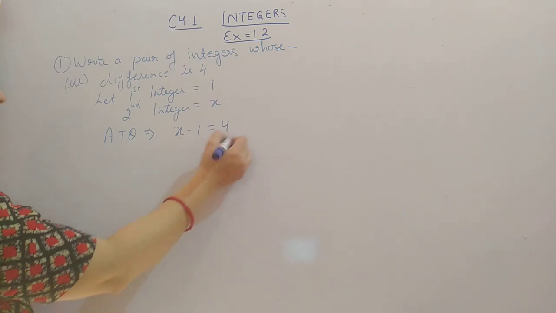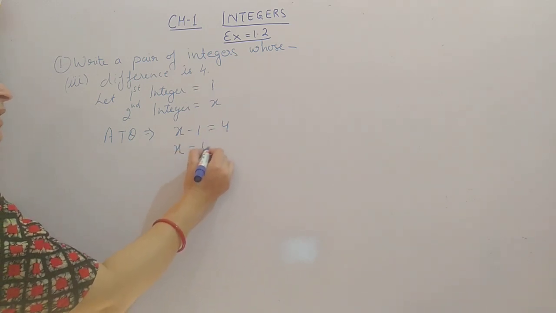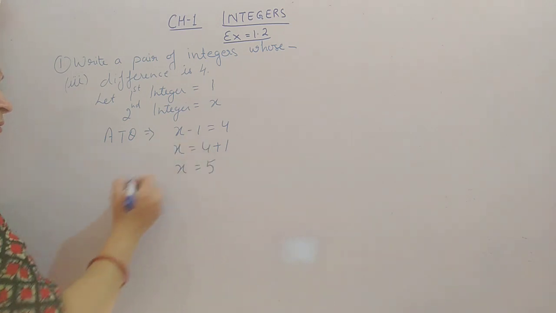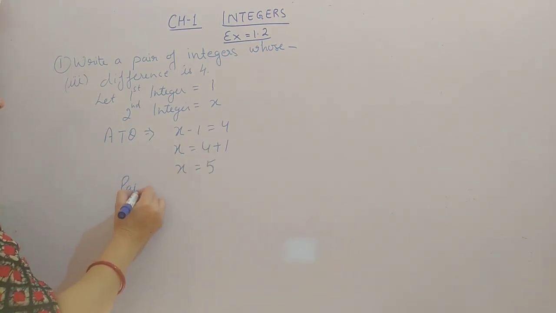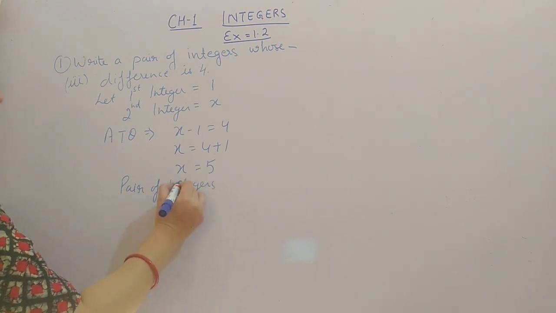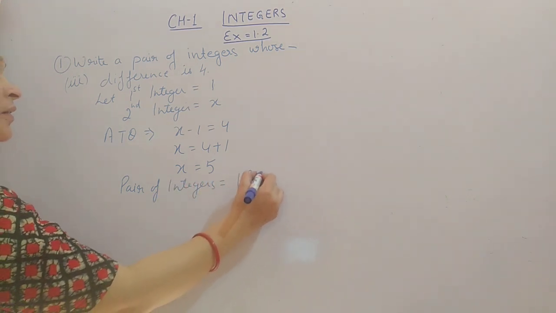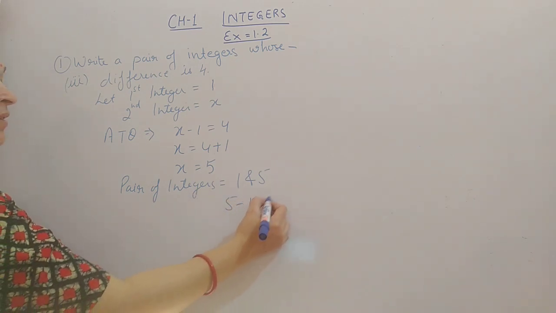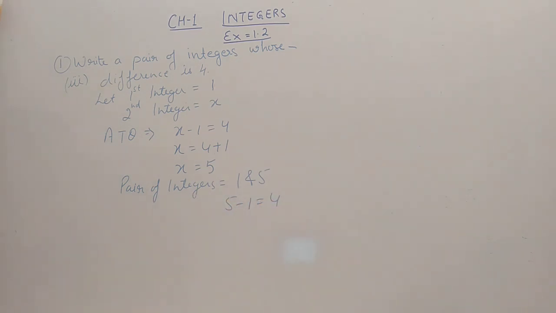So x minus 1 is 4. If you shift this minus 1 to the other side, it will become plus 1. So the x value will be 5. So the pair of integers is 1 and 5. If you take the difference, 5 minus 1, we get 4.